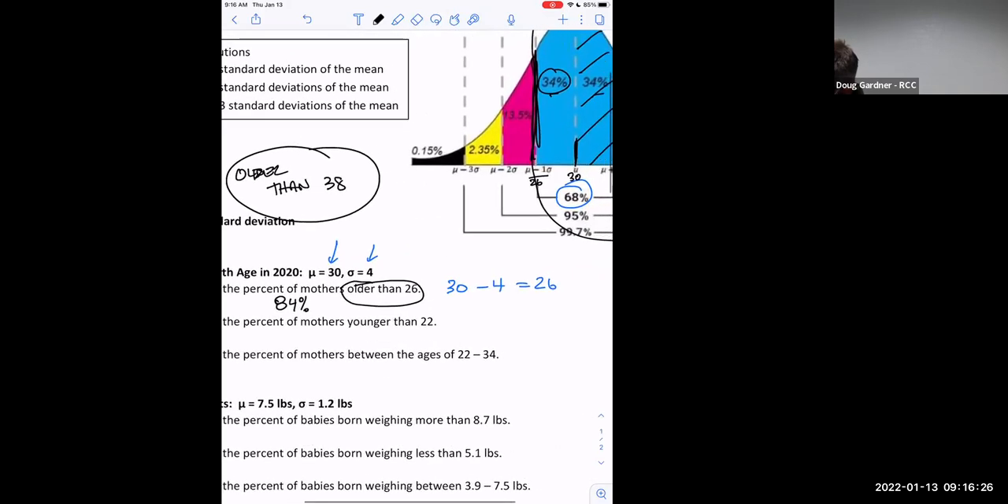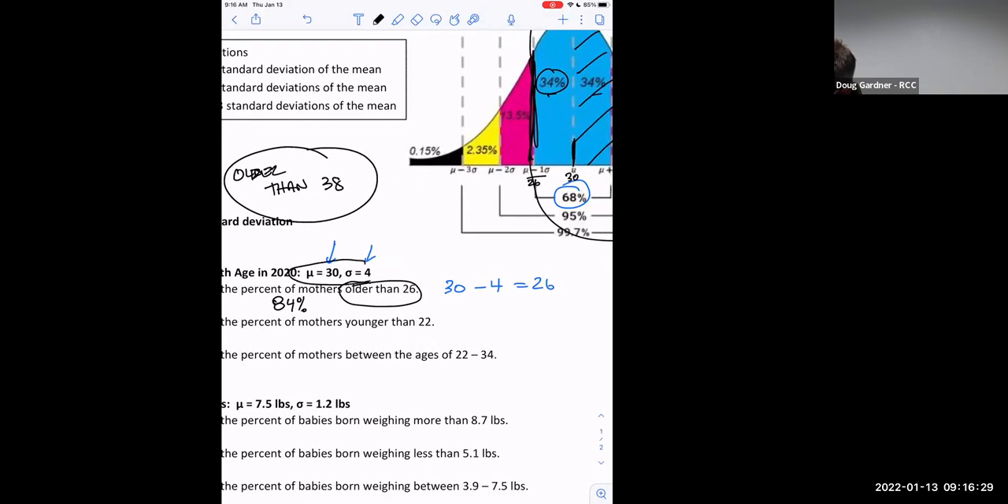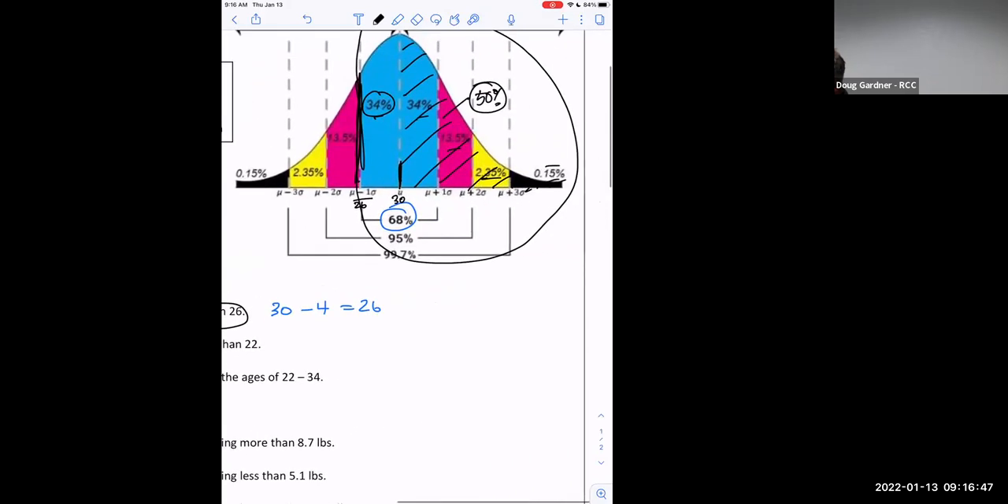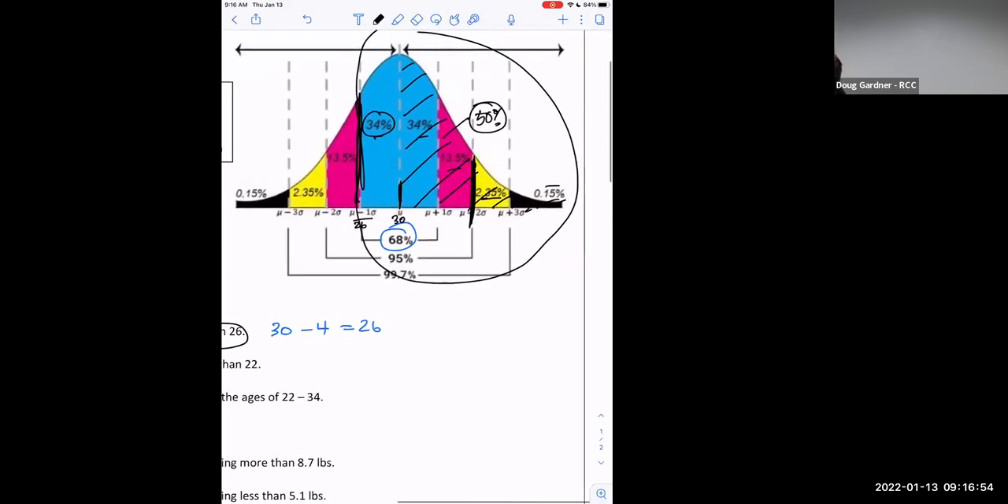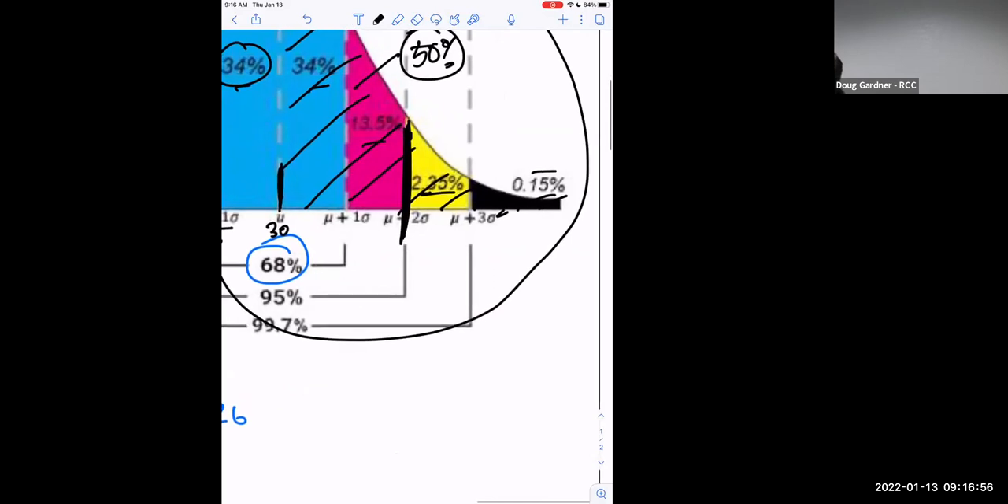So 38, what's 38? What do you do to 30 and 4 to get yourself to 38? Blurt it out. How many standard deviations are you above? 2 of them, right? You got to take 30 and add 2 4s to get to that. So doesn't that put me here? And we said, again, older. So I'm adding these 2 percentages together.